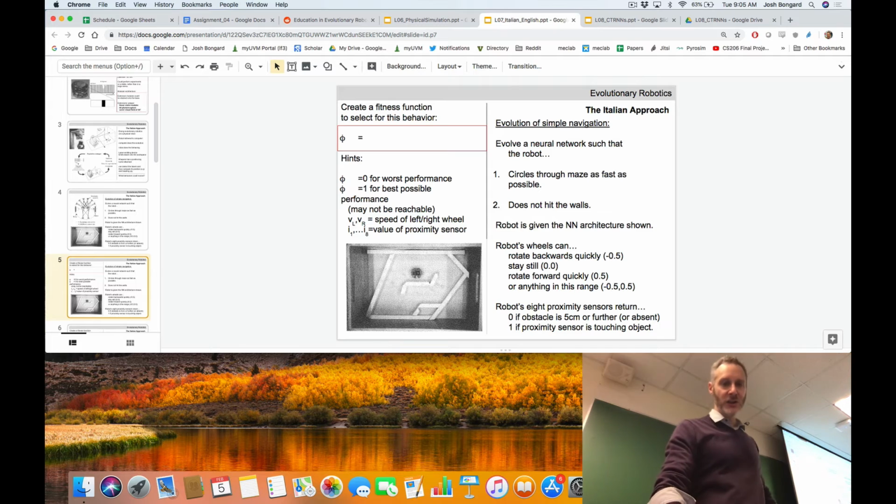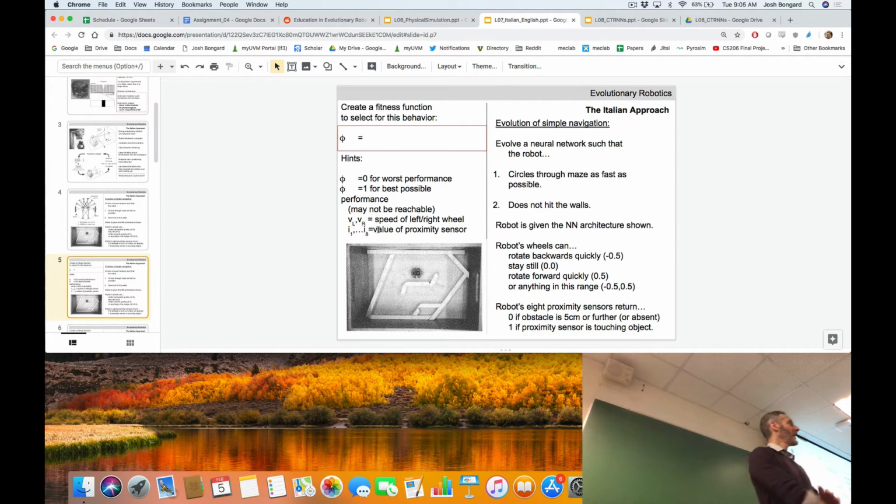Let's build up this fitness function using the following 10 variables. Let's assume that we can pull off the robot at every instant in time as it's doing its thing in the maze. We can pull off the speed of the left and right wheel, which you'll remember ranges between minus 0.5 and plus 0.5, and the 8 values of the proximity sensors, the 6 on the front and the 2 on the back, and those range between 0 and 1. How might you go about building up a function of these variables that will give us a 0 for worst behavior and 1 for best behavior?